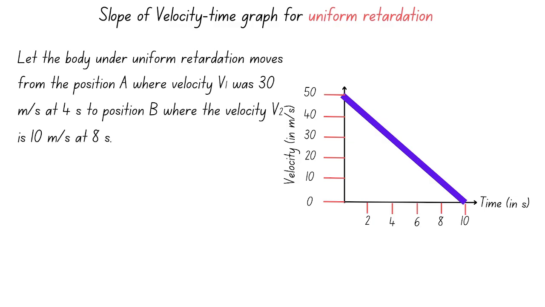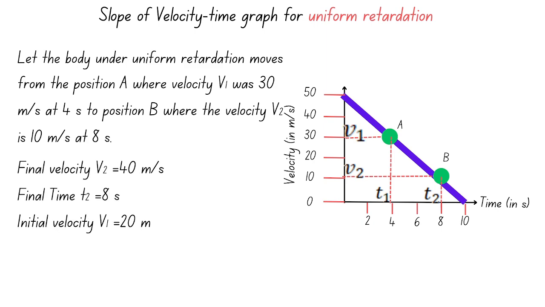Can you find the slope of the velocity-time graph of uniform retardation? Let the body under uniform retardation move from position A, where velocity v1 was 30 meters per second at 4 seconds, to position B, where the velocity v2 is 10 meters per second at 8 seconds. Let us find the slope and analyze.